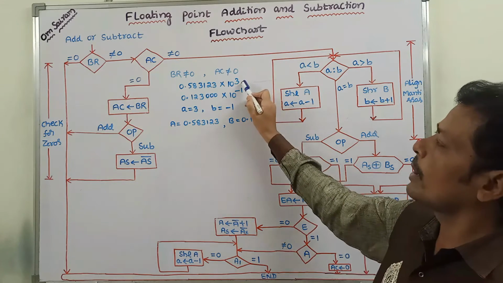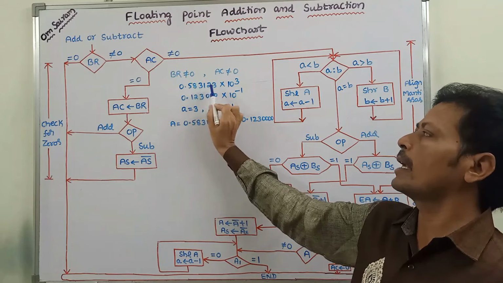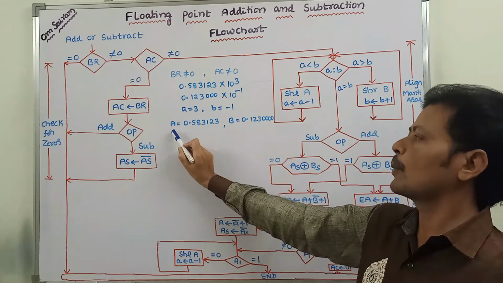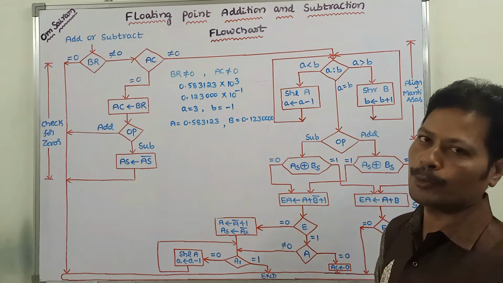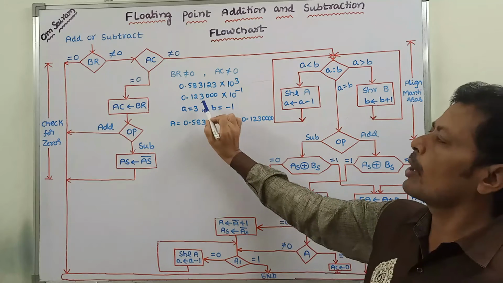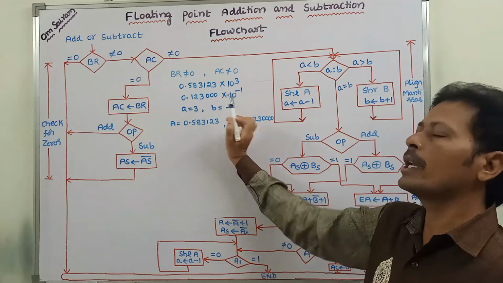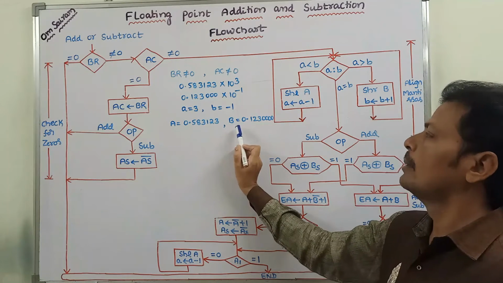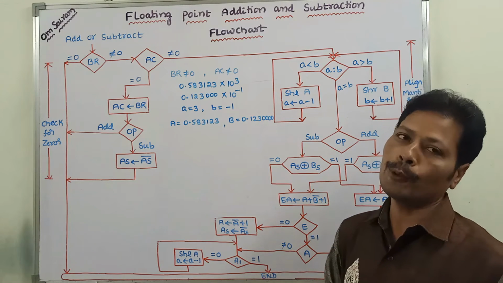The first floating point number's mantissa is 0.583123. That is denoted by capital A. So capital A is equal to 0.583123. The second floating point number's mantissa is 0.123000. That can be denoted by capital B. B is equal to 0.12340.